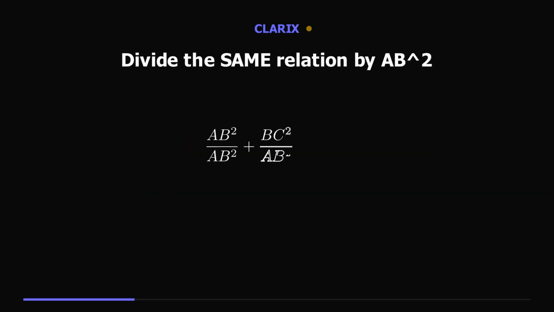Now take the very same Pythagoras relation and divide every term by AB squared, the adjacent squared instead. The first term becomes 1. The second, opposite over adjacent squared, is tan²A. The right side, hypotenuse over adjacent squared, is sec²A. So 1 plus tan²A equals sec²A. Same theorem, different divisor, second identity.